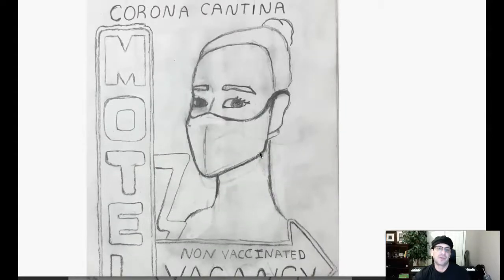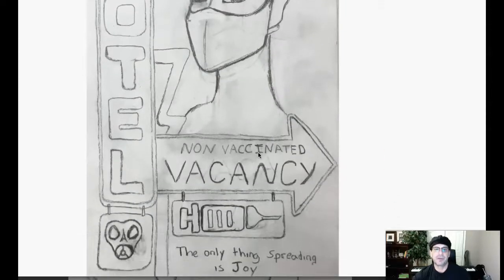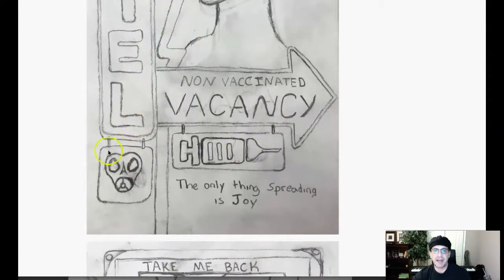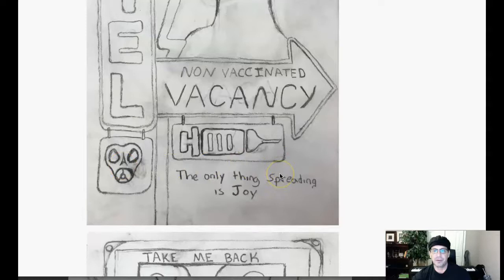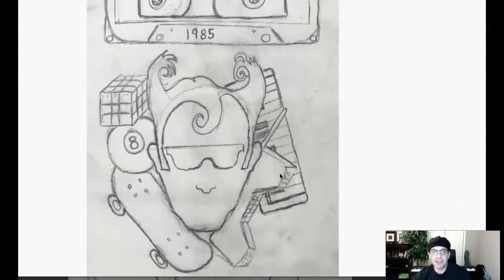So this is so creative. I love the layout. I love what you've done with the sign and what the sign's hanging from. This is so good. Love it. This one's great too.